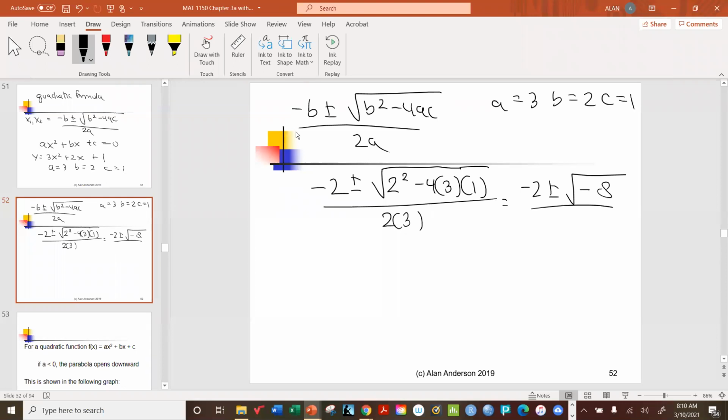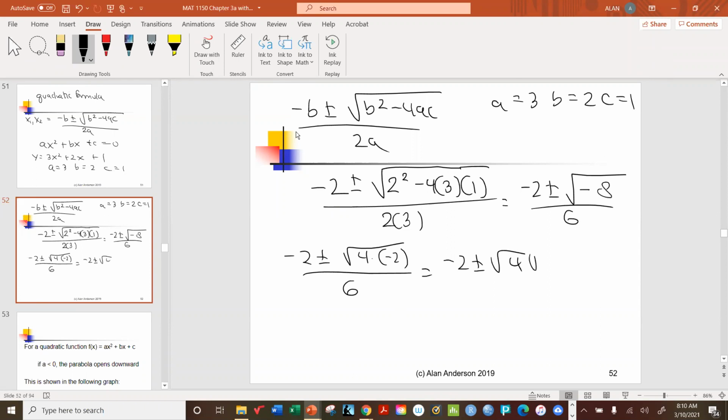And this is how you know, oh, here we go. We've got imaginary roots, because you can clearly see that we have the square root of a negative number. Now we can simplify this a little if you want to. This is actually the same thing as 4 times negative 2. So what you actually have here is minus 2 plus or minus 2 radical negative 2 over 6.